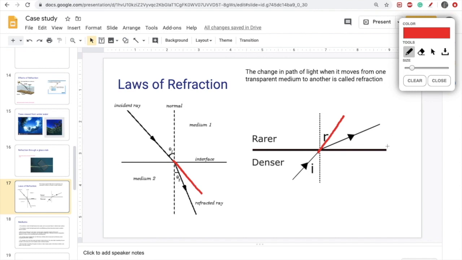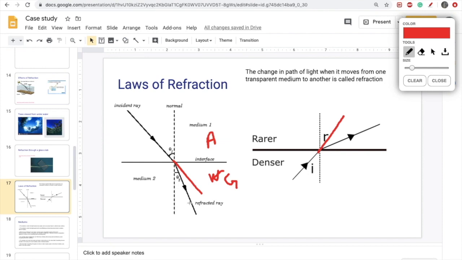And also the scientists have observed that, see here, if it was air, and here if it was water, then if the light comes like this, it bends like this. Every time it will bend in some way. But as soon as we replace water with glass, the amount by which the light bends actually changes.